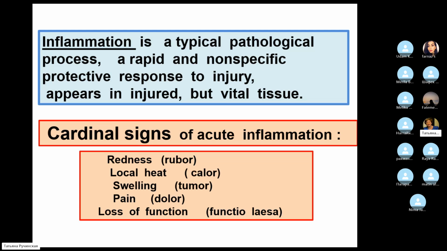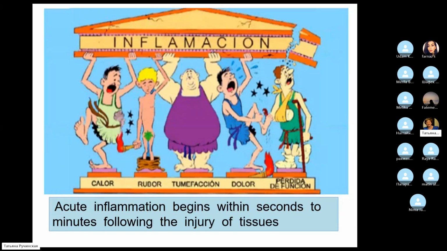What are the main signs of acute inflammation? They will be redness, local heat, swelling, pain, and loss of function. Now this is a funny picture which shows you all the cardinal signs of inflammation. And all of these lead to this one, the loss of function.